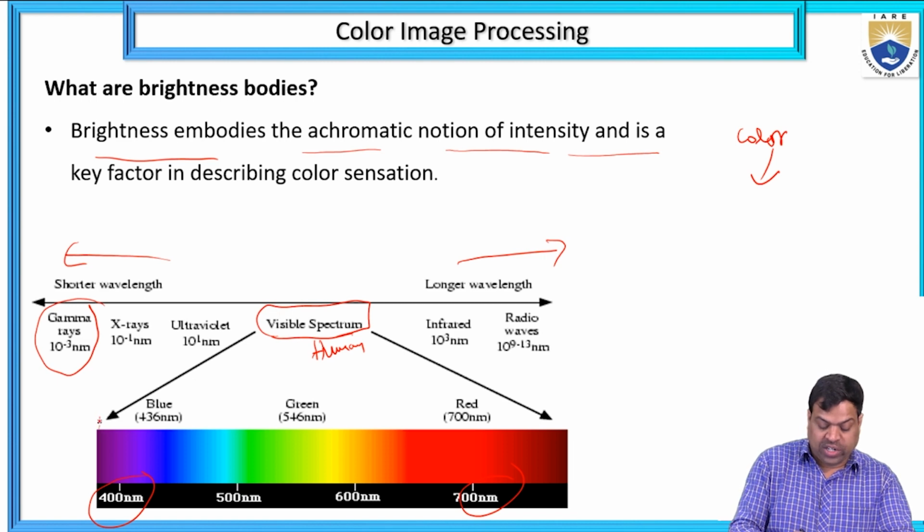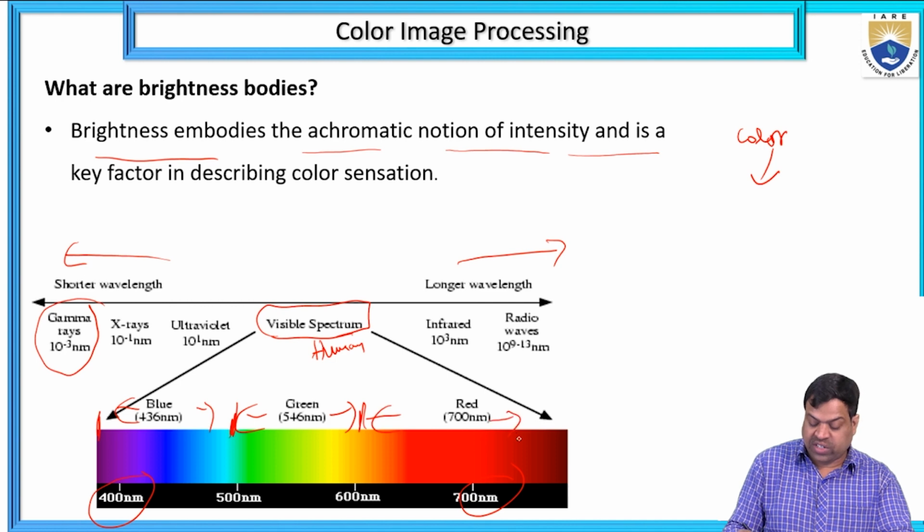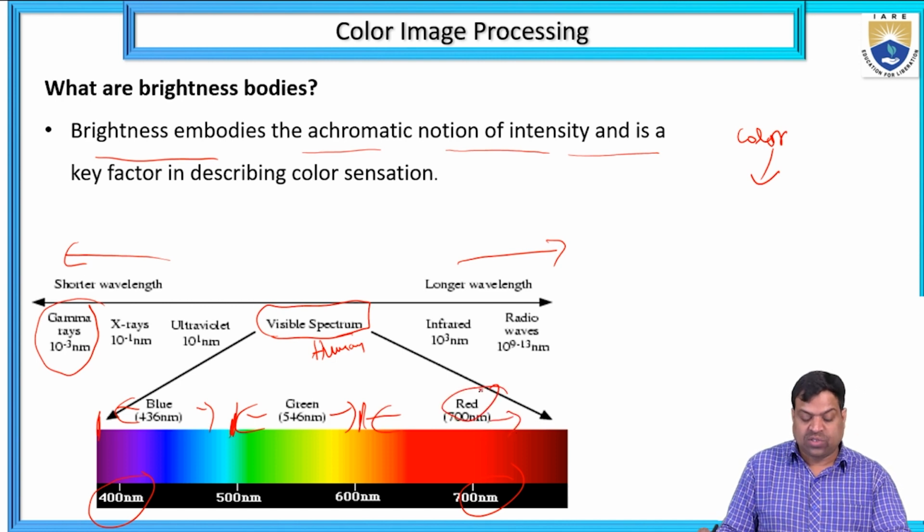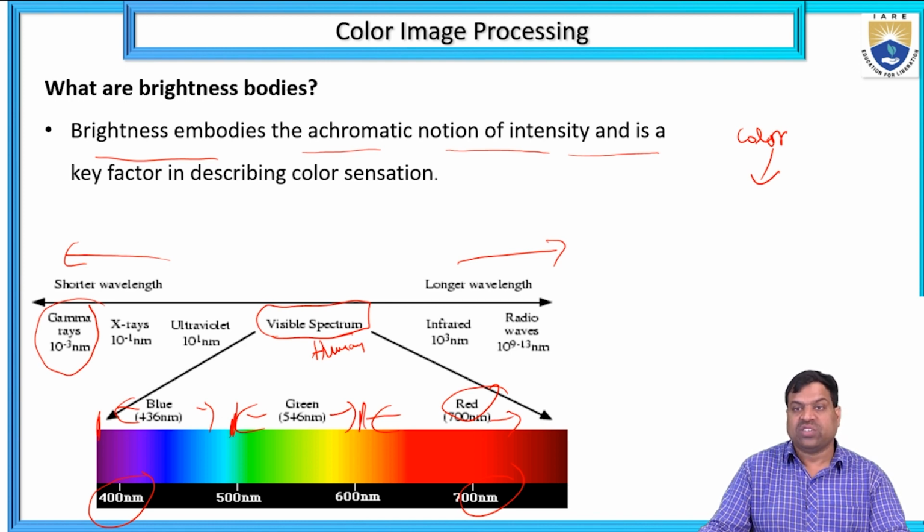So between 400 and 500, the color is blue. Between 500 and 600, the color is green. Between 600 and 700, the color is red. The shortest wavelengths are gamma rays, X-rays, and ultraviolet, around 10 power minus 1 nanometer. The longest wavelengths are infrared at 10 cube nanometer, and radio waves at 10 power 9 to 10 power 13 nanometers. As per the human visual system, we divide into three colors: blue, green, and red.